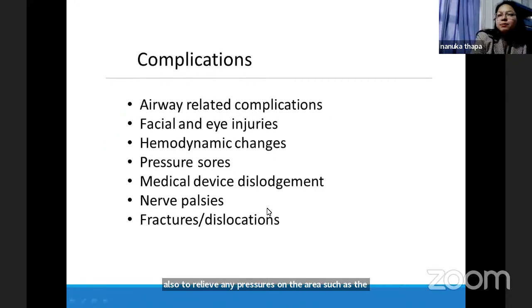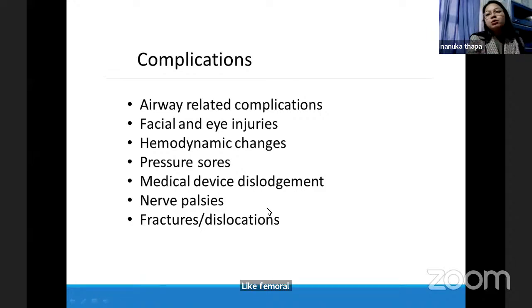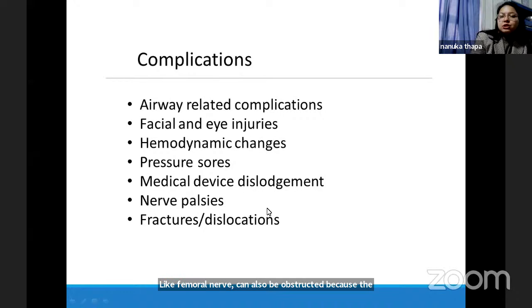The complications in this position are airway-related complications, especially if the patient is intubated. There can be dislodgement or obstruction of the ET tube. There can be facial and eye injury. In this position, perioperative ocular or visual loss can happen as well. Hemodynamic changes can happen, pressure sores can happen, medical device dislodgement, as I said, and nerve palsies can also happen. For example, the femoral nerve can be obstructed because the patient is prone, so we have to take care of that as well. Fractures and dislocation also.